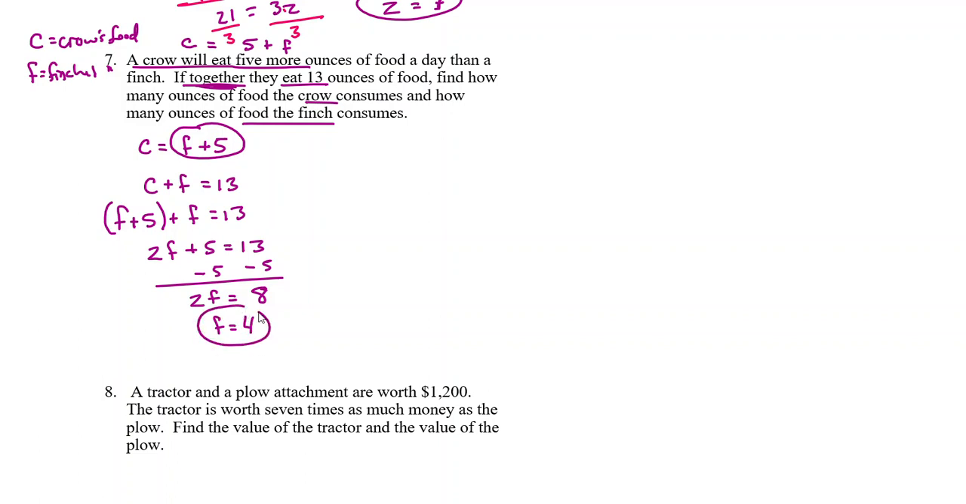So remember, the F stands for how much the finch eats. So finches eat 4 ounces. And then the crow eats 5 more, F plus 5, so crows eat 9 ounces. And 4 plus 9 is 13, so this works out.